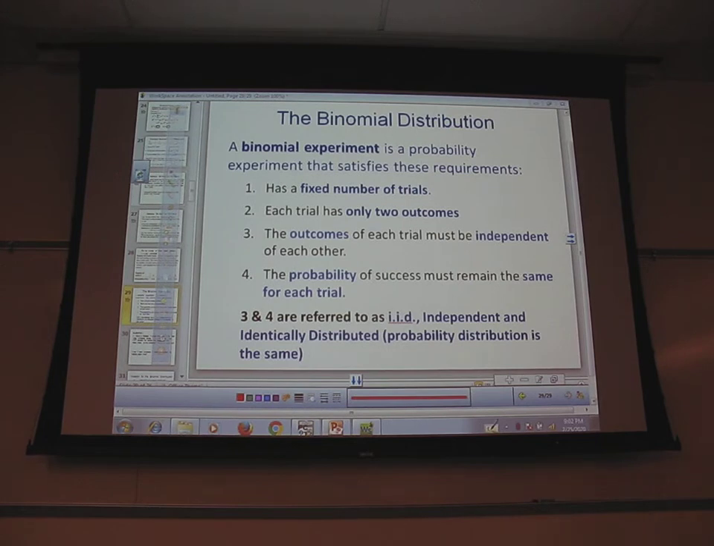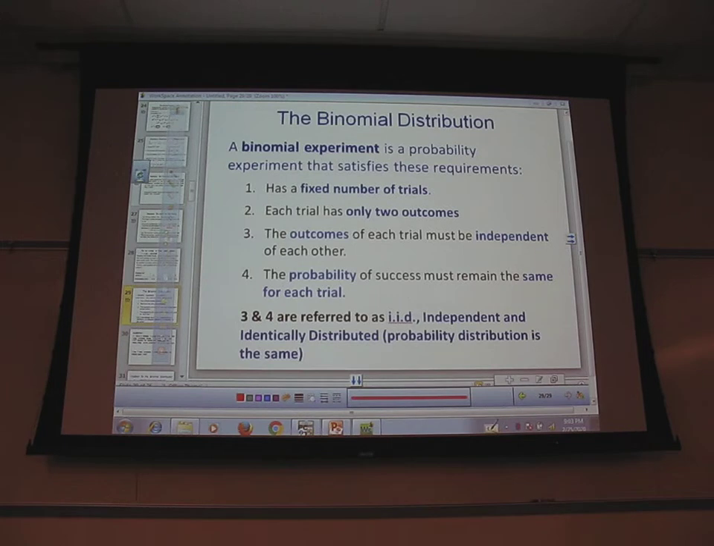So the fixed number of trials means you know before you start when you're going to stop. I'm going to do it this many times. I'm going to flip a coin this many times. I'm going to draw a marble this many times. I'm going to select this many people, and that's it. Like I said, each trial has to only have two possible outcomes, either it is or it isn't.